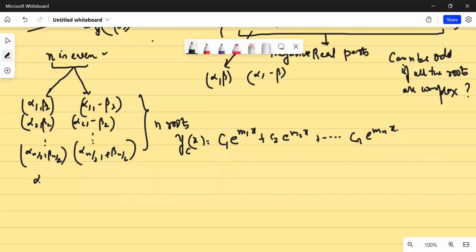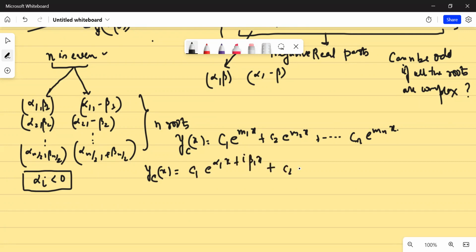And all these alpha i's are given to be negative. If all these alpha i's are given to be negative, what will form? So I'll write C1 e to the power alpha 1 x plus iota beta 1 x, and then I will write C2 e to the power alpha 2 plus iota beta 2 x, and so on and so forth. And at the end, I'll write Cn by 2 e to the power alpha n by 2 plus minus iota beta n. Is that clear? So all of these possible roots I'm going to write.